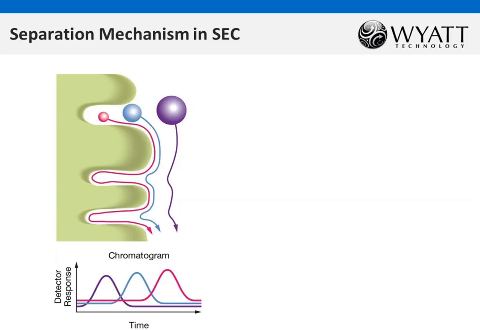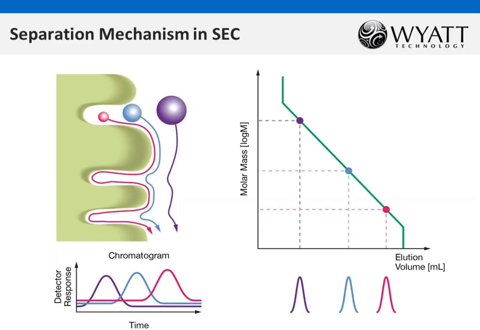Size exclusion chromatography separates molecules according to their hydrodynamic volume in a porous matrix. As the solute moves along with the solvent through the column, smaller solutes, like the one shown in red, can diffuse in and out of the pores of the matrix. Larger solute molecules, such as the blue or purple, will move faster through the column because they can penetrate the pores less. As a result, larger molecules will elute first, as shown in the chromatogram below.